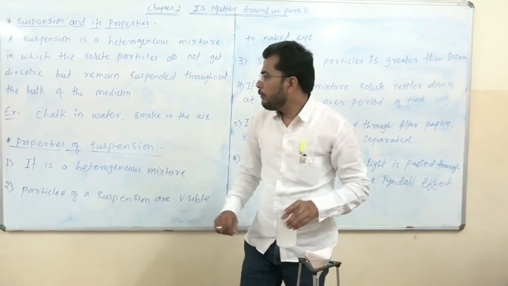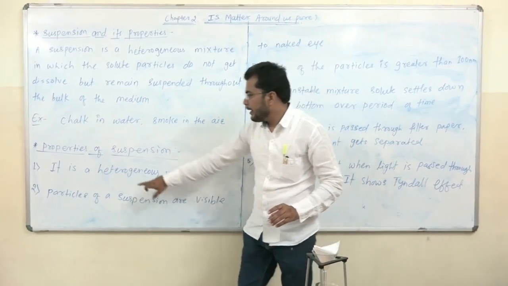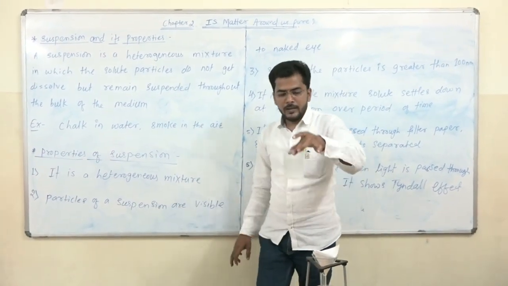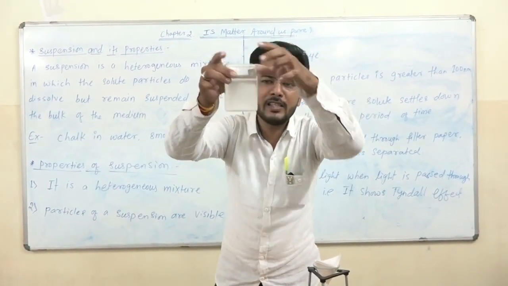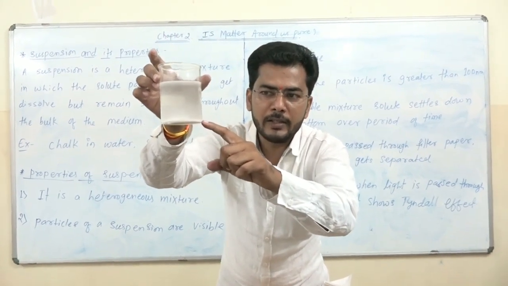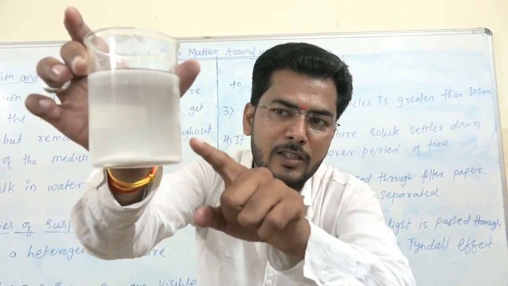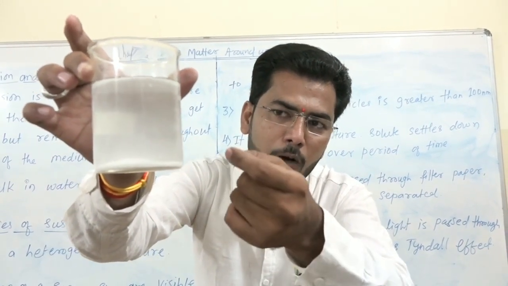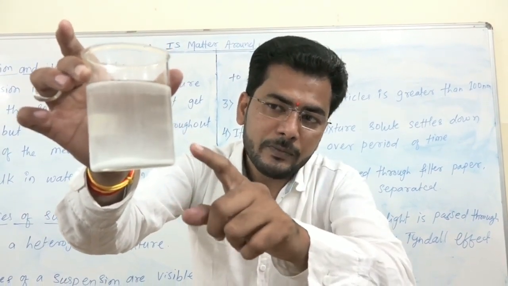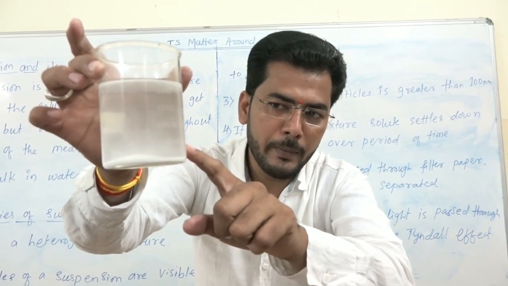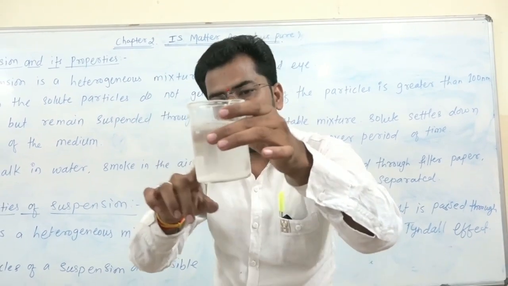Now one by one we will learn about the properties of suspension. The first property is that it is a heterogeneous mixture. Why am I calling it a heterogeneous mixture? You can see it forms separation boundaries. The small dust pieces of chalk powder are suspended in the medium, and it gives separation boundaries. You can see it. Okay, so it is our first property.